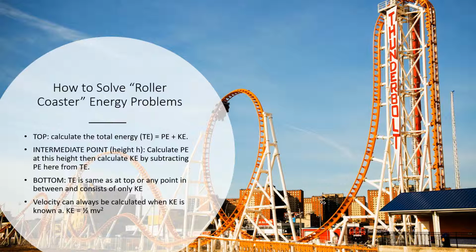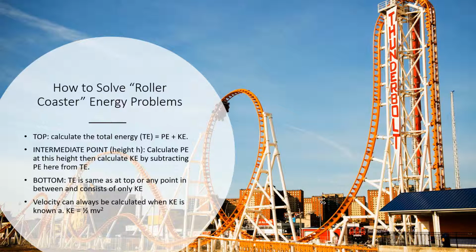Always start out a roller coaster problem by solving for the top. So solve for your first hill. That's going to tell you how much energy you have total. It's really easy to solve for the first hill because kinetic is 0 and potential is everything. So the total energy equals the potential energy of the first hill.